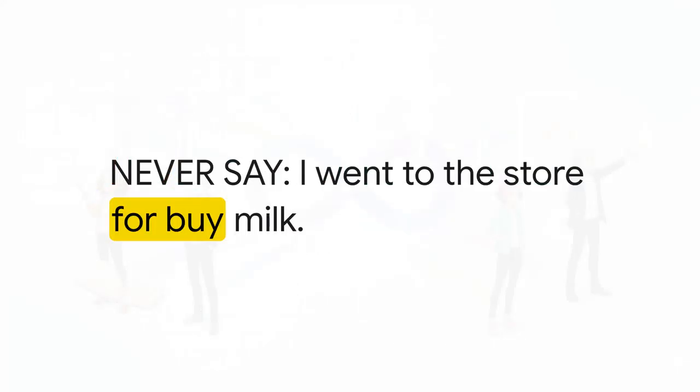Which brings us to a major red flashing warning sign. You must never say, "I went to the store for buy milk." It's an incredibly common mistake, accidentally mixing the "for" with the verb. But hey, now that you know the golden rule, you know exactly what to avoid. For is for nouns, to is for verbs.